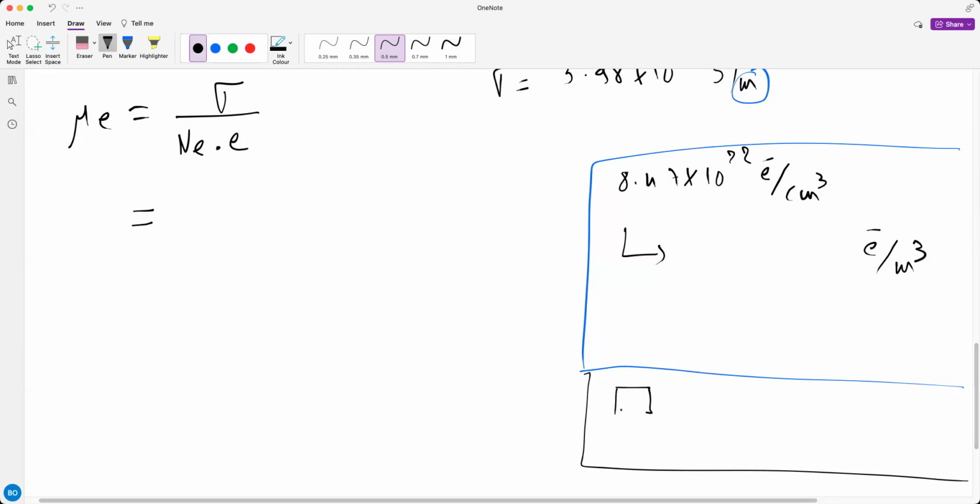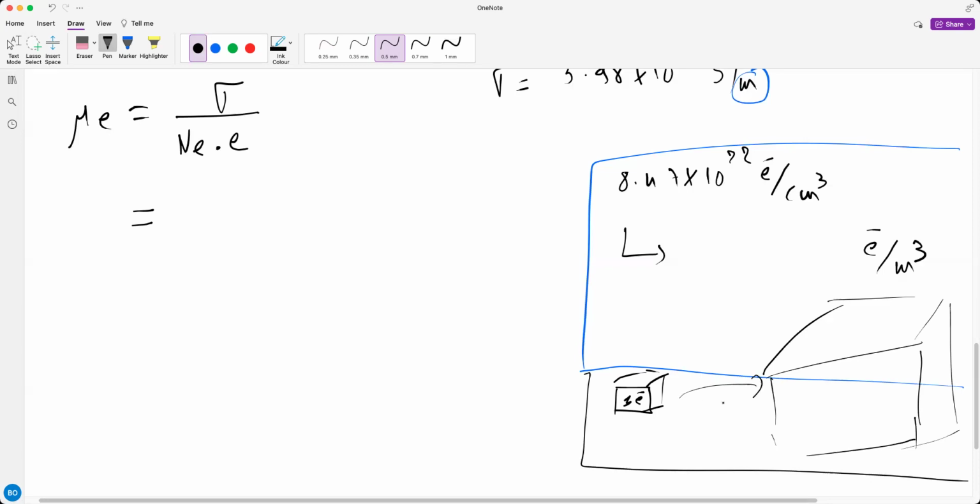This is 1 centimeter. Let's say this is just a 1 centimeter cube. If I have 1 electron per cubic centimeter, how many will I have within a cubic meter? I know in each cubic centimeter I have 1 electron. It is clear that if I go to cubic meters, I will have a huge number. And this huge number is 10 to the power of 6 multiplied by 10 to the power of 6. All right, do you agree?